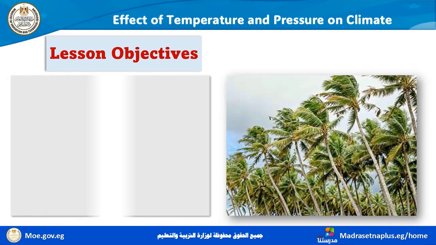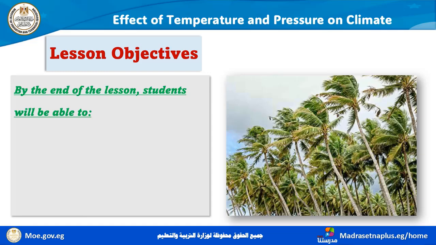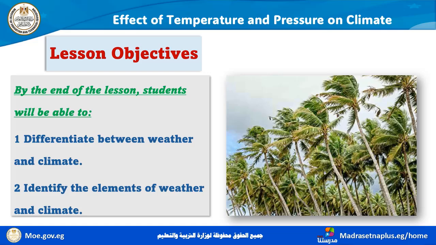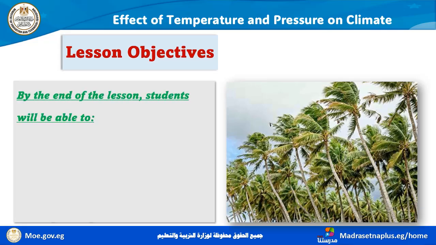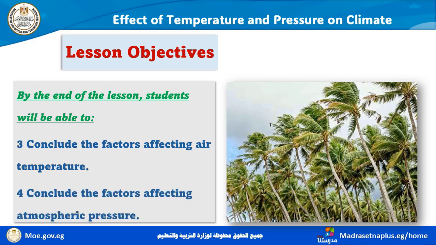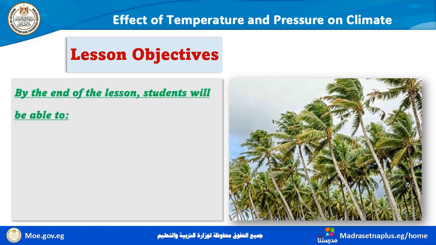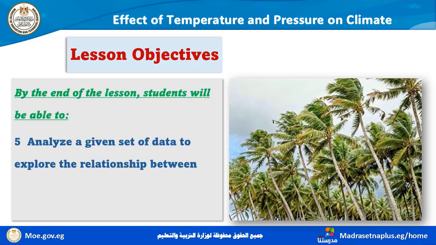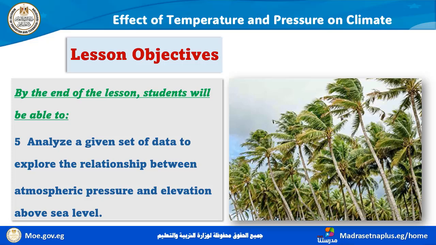Now let's go to learn our lesson objectives. By the end of the lesson you will be able to differentiate between weather and climate, identify the elements of weather and climate, conclude the factors affecting air temperature, conclude the factor affecting atmospheric pressure, and analyze a given set of data to explore the relationship between atmospheric pressure and elevation above sea level.